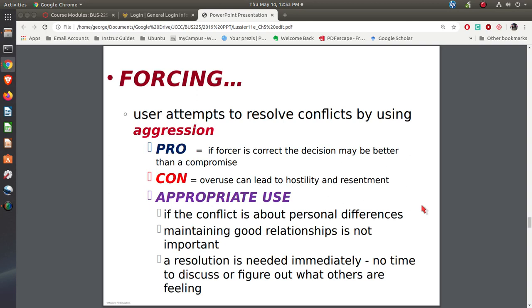Forcing is basically where you're trying to use aggression to get the conflict resolved and get your way. In other words, I'm going to win and you're going to lose. It's appropriate to use if it's about personal differences, if there's a situation of values or ethics, or you need a resolution done right now and you don't have time to figure it out.